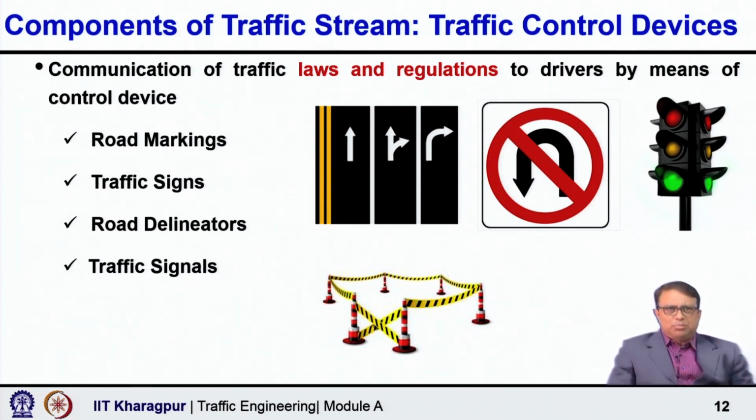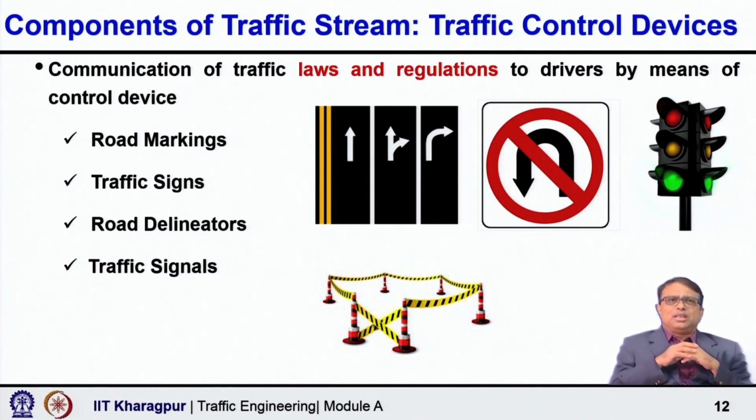Now, we come to the next component of the traffic system, that is traffic control devices. We discussed road users, then the vehicles, then the roadways, and how they interact with each other, that is through the traffic control devices. So, traffic control devices is the next, the fourth component of the traffic system. The whole traffic system is divided into four major components, and traffic control devices is one of those.